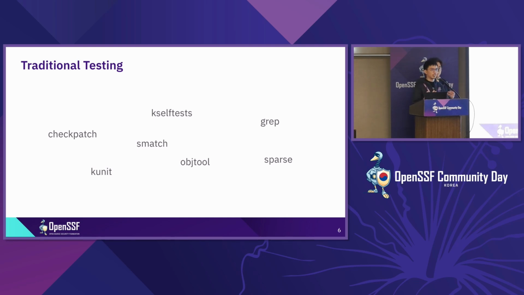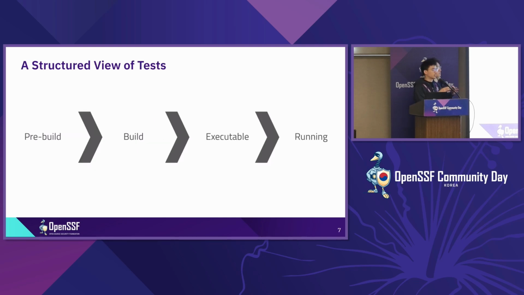And there are actually a lot of them. I couldn't cover all of them here, but there are just some examples. And with all those tools, one thing I want to start with is to try to categorize them. This is not a formal categorization, but mainly I would separate them into pre-build, build, and executing and running, by what phase they run the test in.